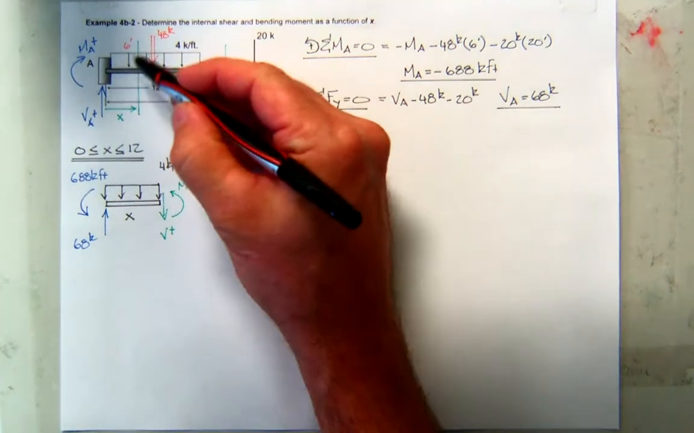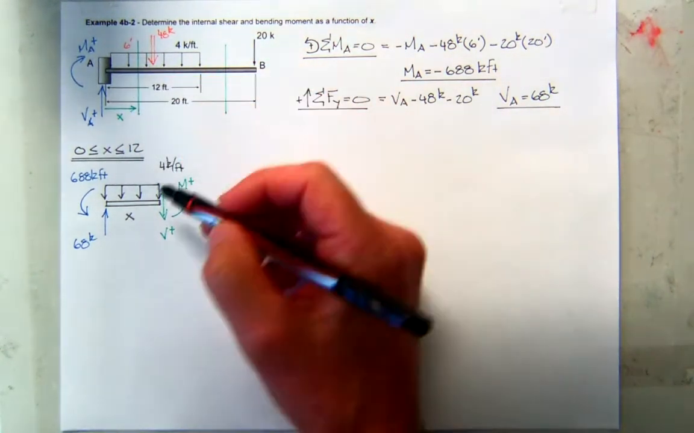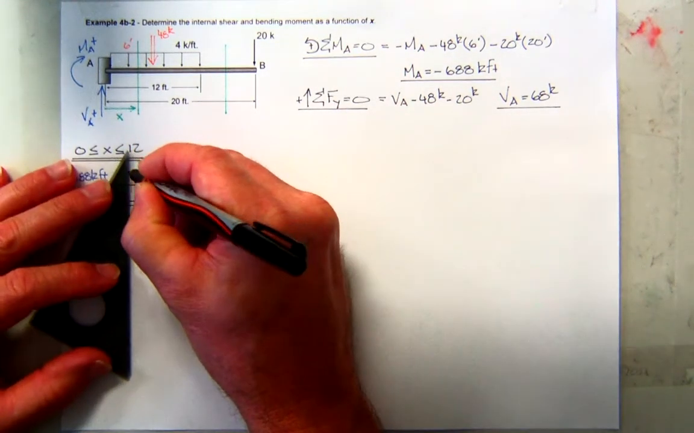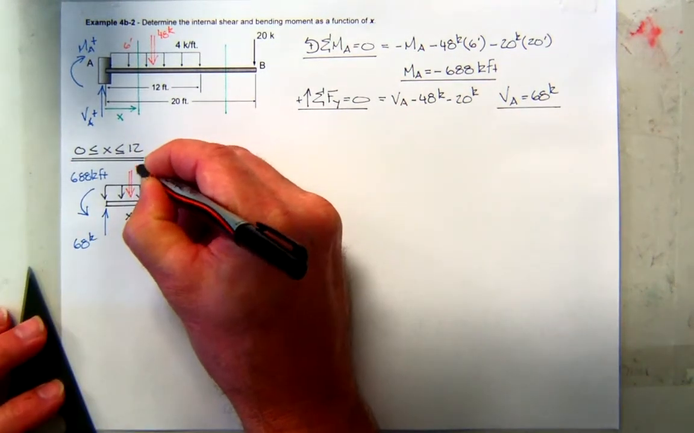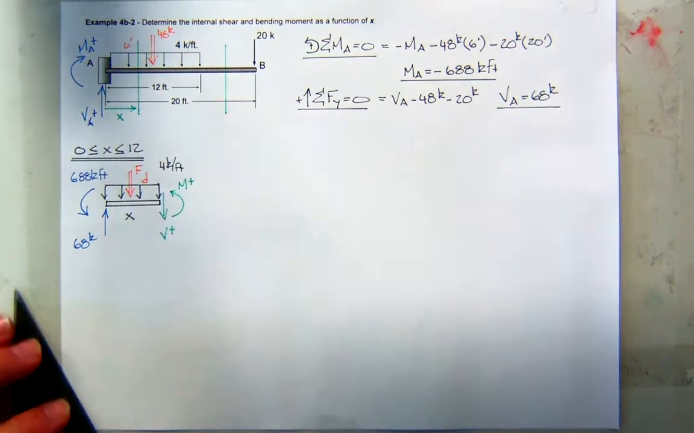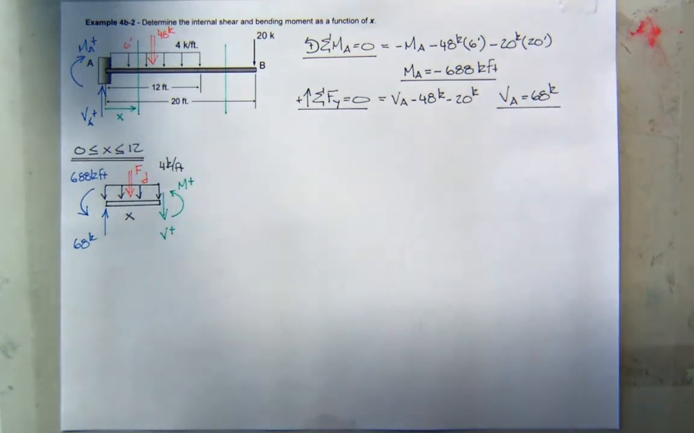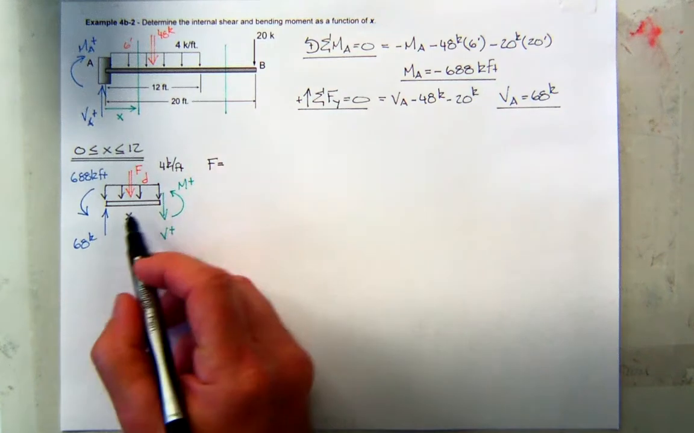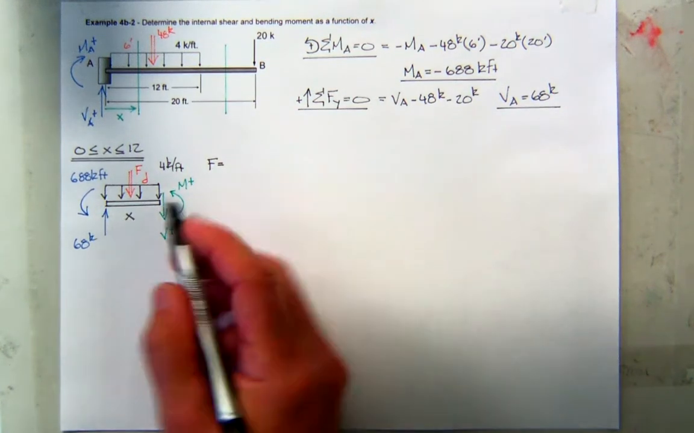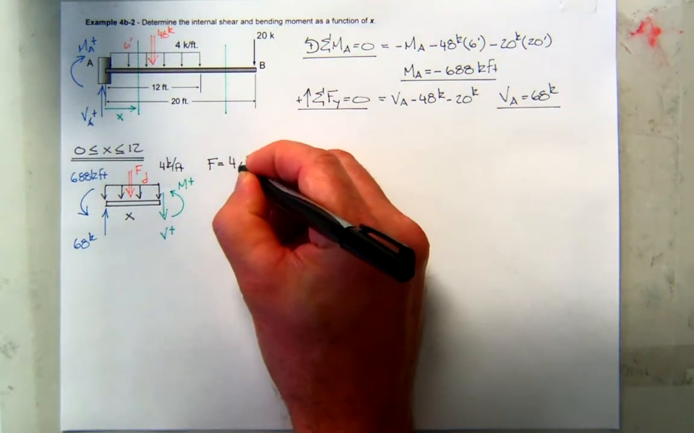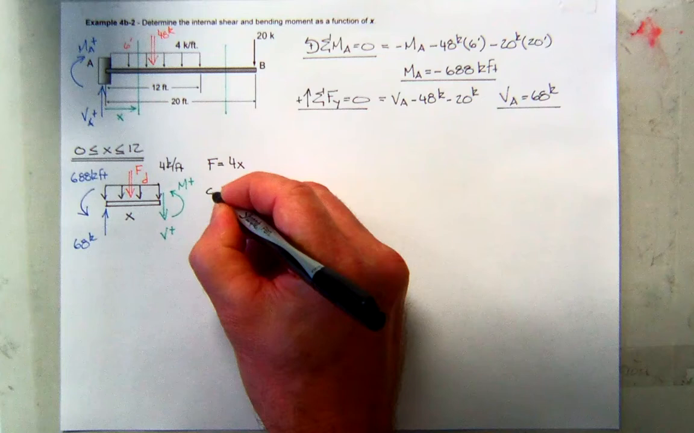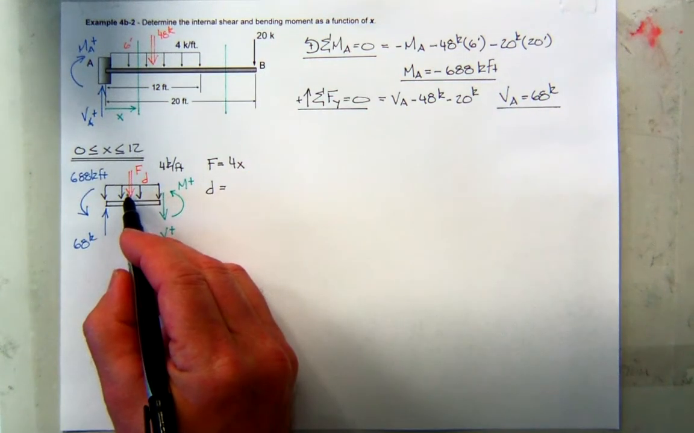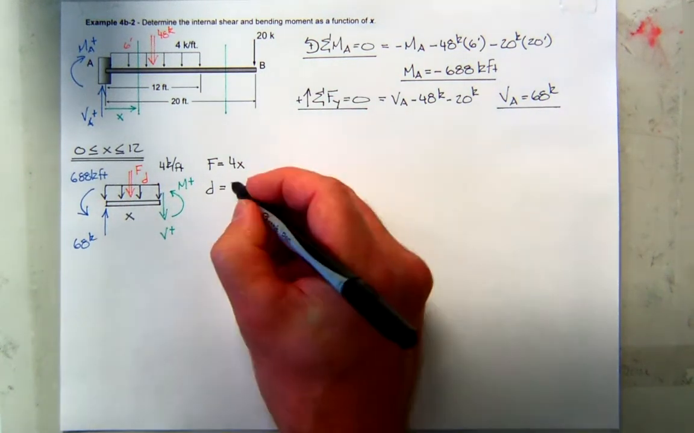Remember, cutting here and we're looking to the left side. So I'm going to replace my distributed load by an equivalent force at some distance. I can quickly compute that the force is just, it's a rectangle, so it's just base times height. That's just going to be 4x. And the distance from the cut is, it's a rectangle, so it's half. So it'll just be the distance divided by 2. That'll be x over 2.